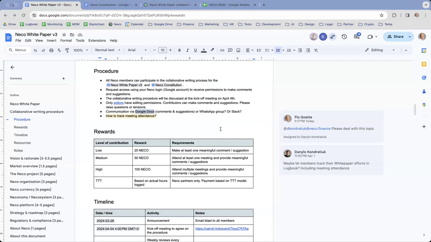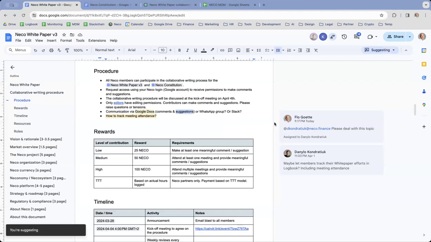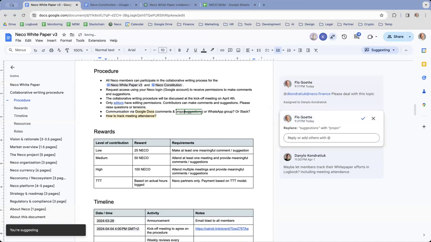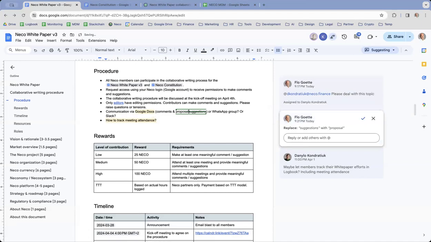The other thing that you can do as a normal contributor is you can make suggestions. Suggestions, this is this button here. A suggestion is like a comment, but you actually write what you would like to see here. So if I want to change "suggestions" to "proposal", I would make a suggestion and enter "proposal". Yeah, comments and proposals.